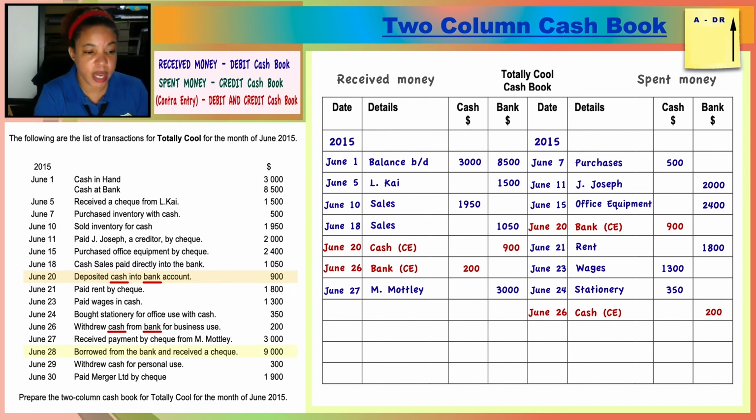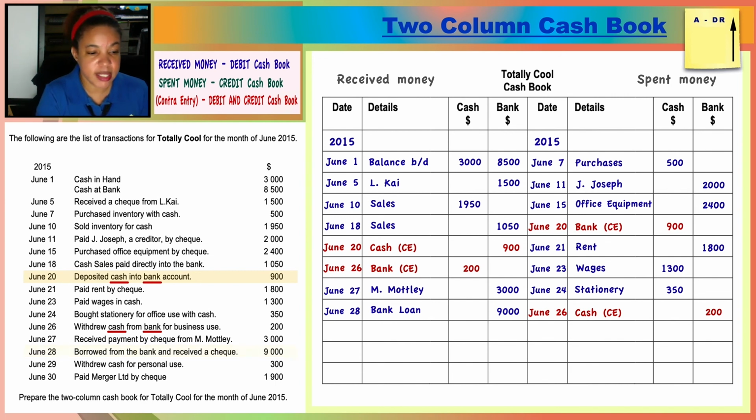Move on to June 28th. Borrowed from the bank and received a check. Bank loan, in other words, received a check. So we're staying on the debit side. You put the date. It is a bank loan, so that is the account. And you received a check. So check, bank column, $9,000.